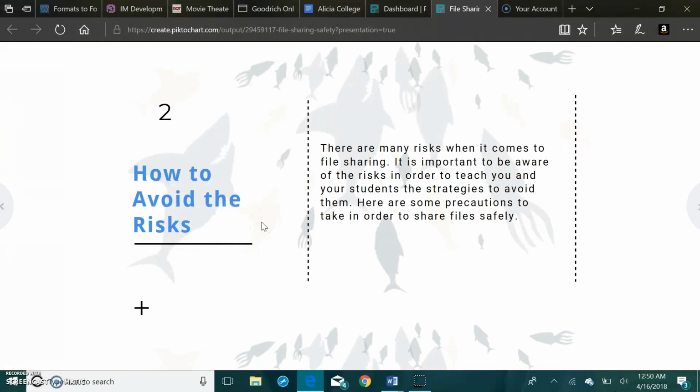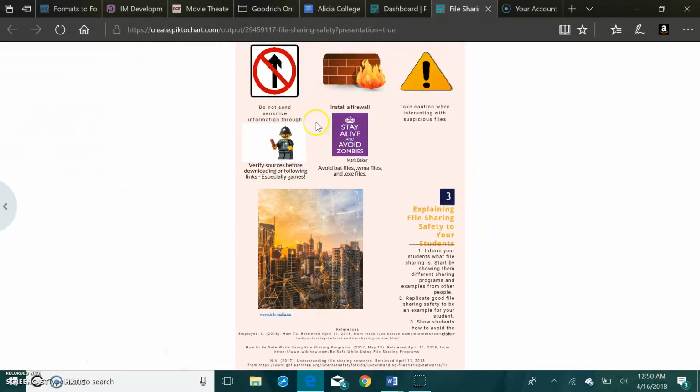How to avoid the risk. There are many risks when it comes to file sharing. Maybe it's illegal downloading of video games or even going on websites that are not safe for students. But it's important for you to know the precautions so that you can teach your students on what to avoid and how to protect them from them.